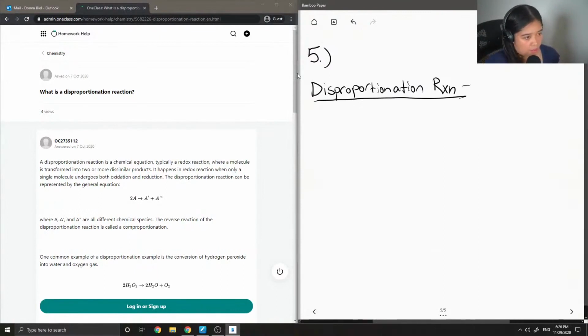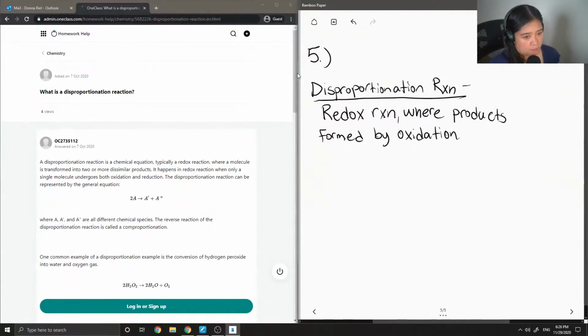So this can also be known as a redox reaction. This means that there are products that are formed by both oxidation and reduction reactions.